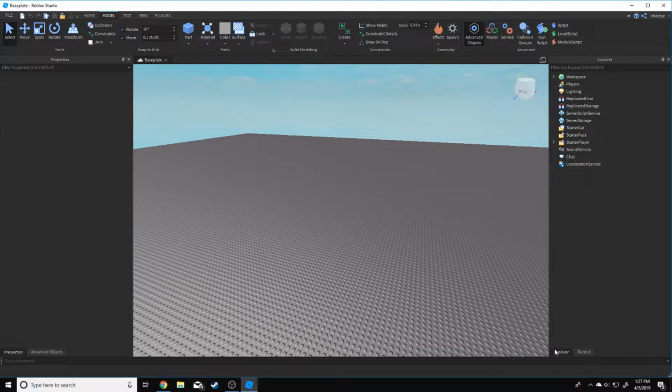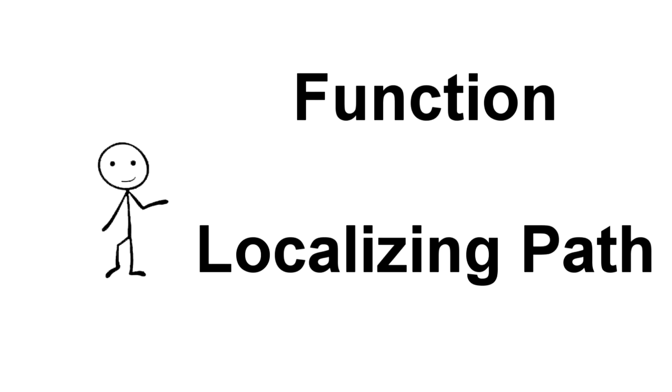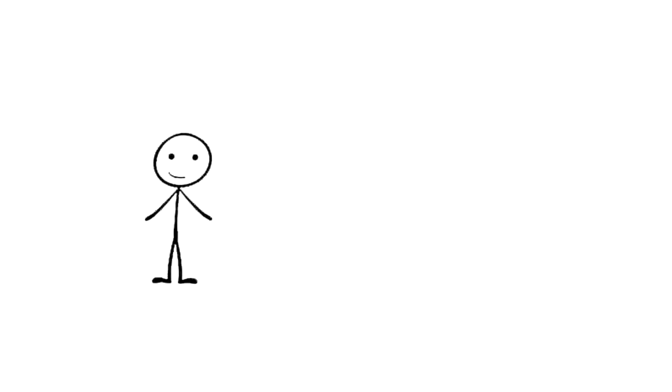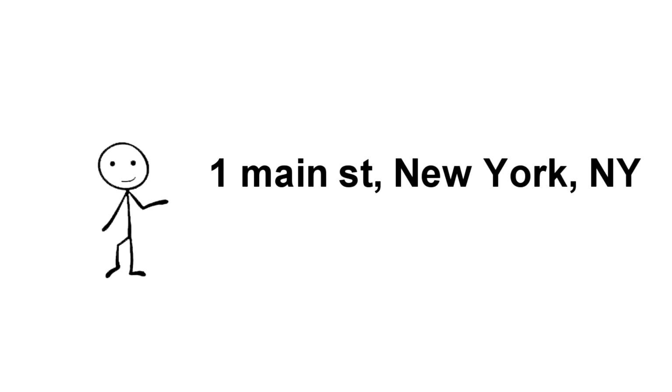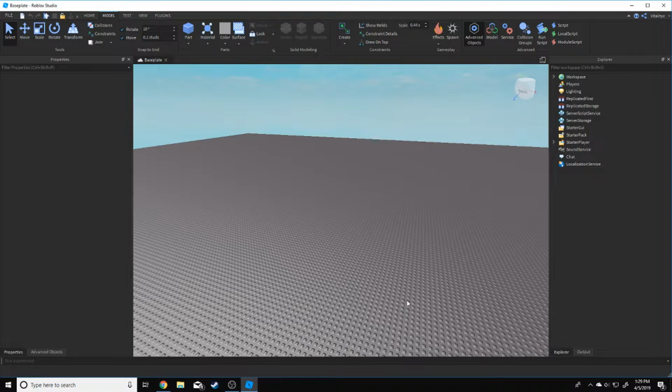In my easiest way of explaining how scripting works, a script only contains 2 major important parts in order for it to function. It has a function part, and the second part is what I call localizing through path. Localizing through path is just like an address. Inside of an address you have the beginning, which is specific, and it goes into broad. A good example would be 1 Main Street, New York City, New York. Scripting is exactly the same way. You have to identify to the script where you're trying to go.